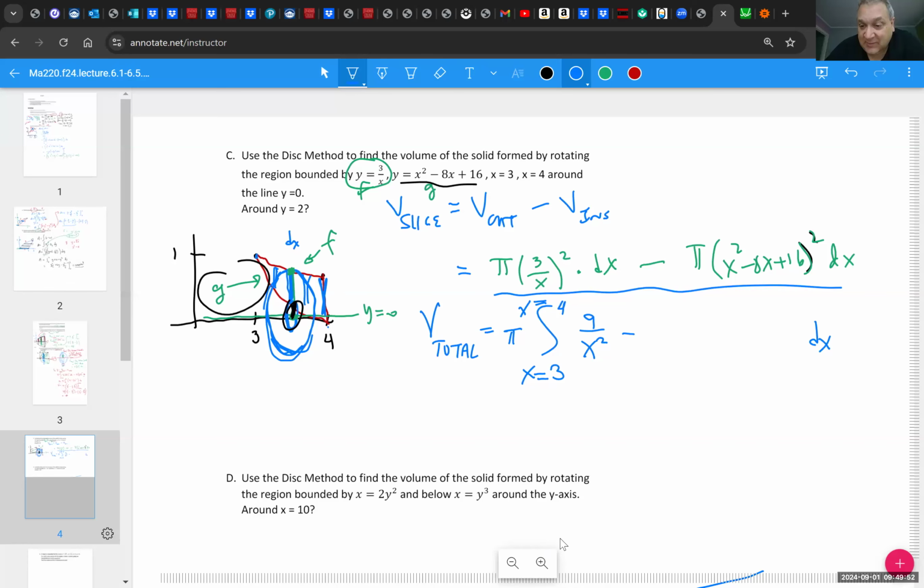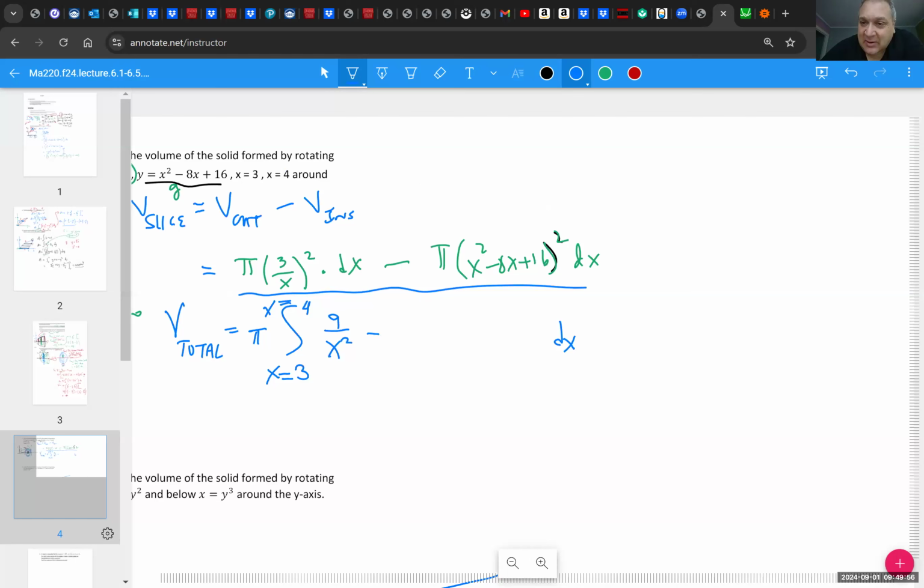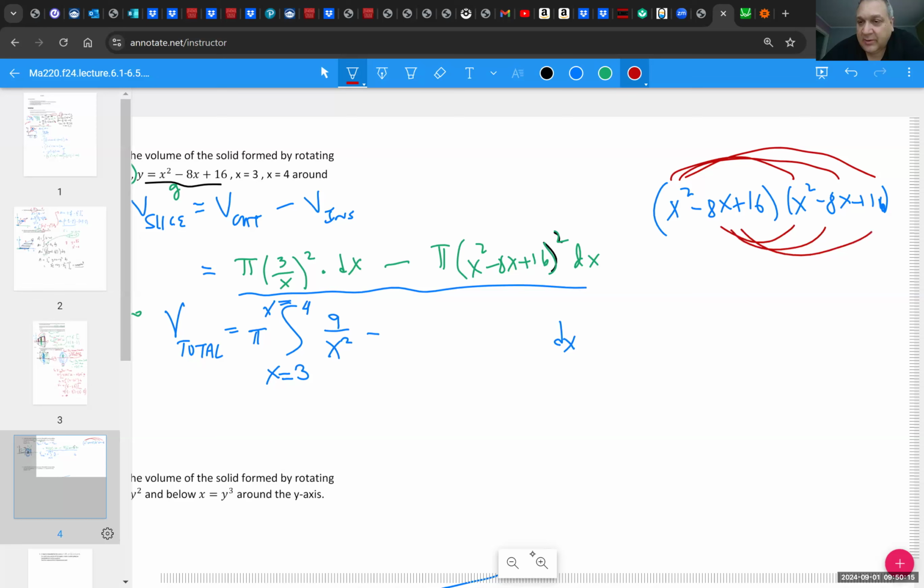So yeah, this is a calculus class, but you're going to have to use algebra. Over here on the side, I would write out x squared minus 8x plus 16 times x squared minus 8x plus 16, and then distribute. Multiply x squared times x squared, x squared times minus 8x, x squared times plus 16, and do the same thing with all the other ones. Everything in the first factor multiplies everything in the second.